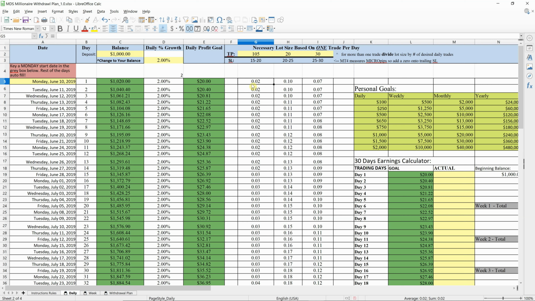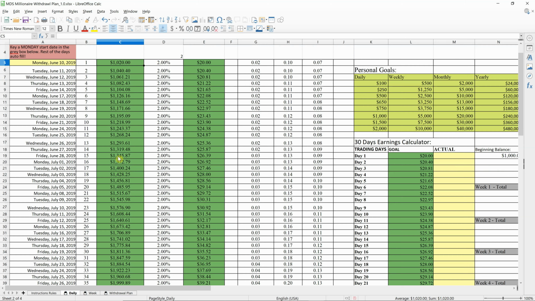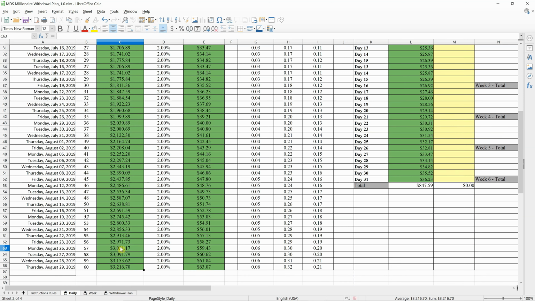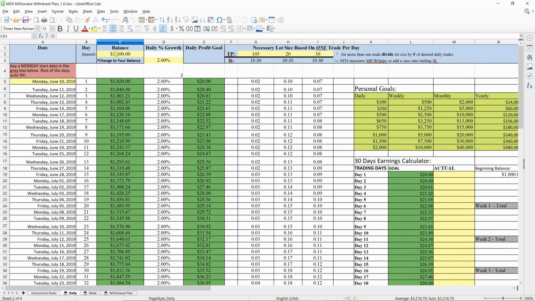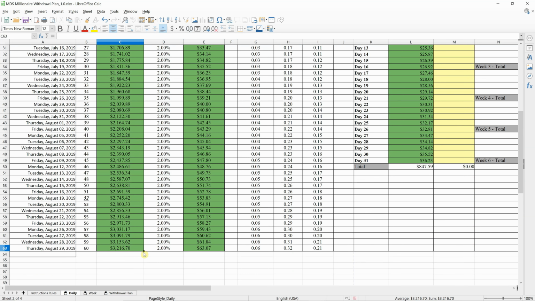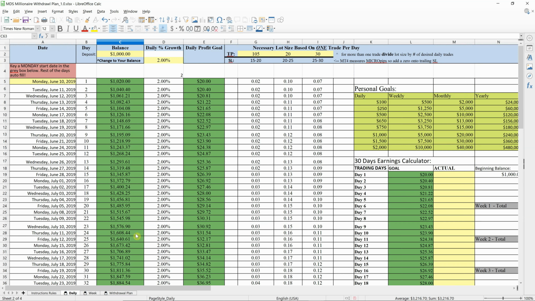Okay, and so that's how you would use this sheet. And so again, we're looking for a 1-to-1 risk to reward ratio at least. So you would put your take profit at 105 pips. So when your take profit hits for 105 pips, you would have made 2% on your account. And so if you can do that consistently every day for 60 trading days, you could compound your $1,000 account to $3,216.